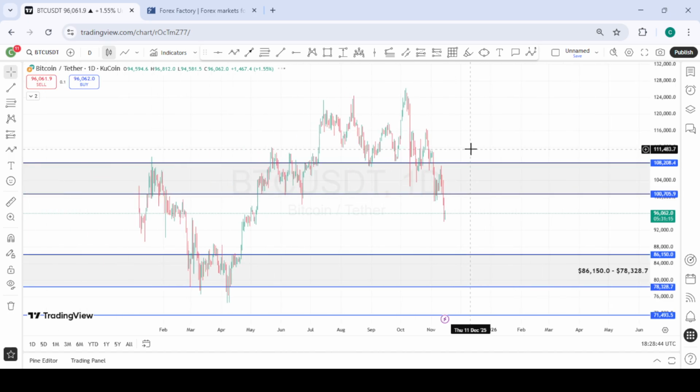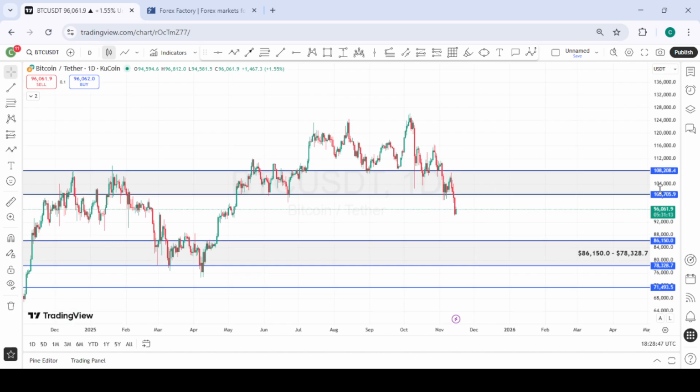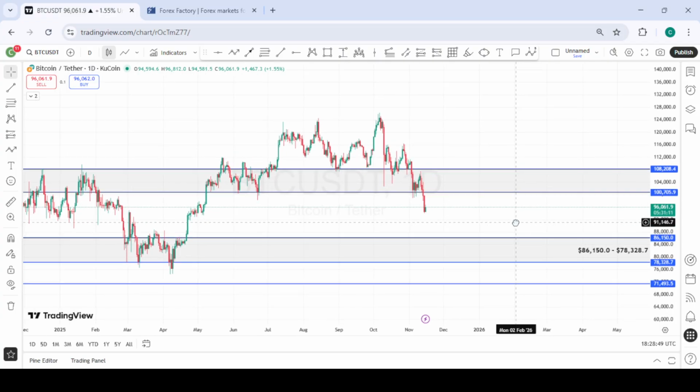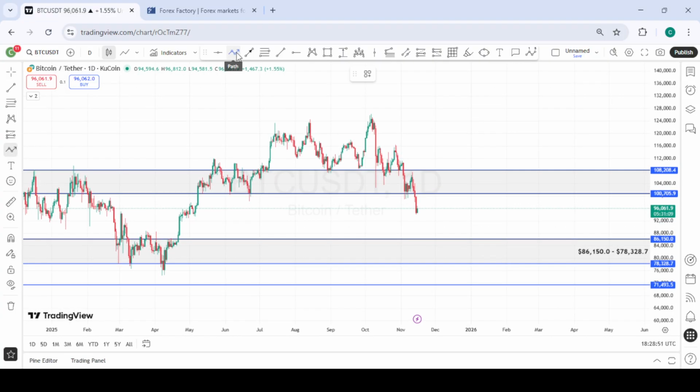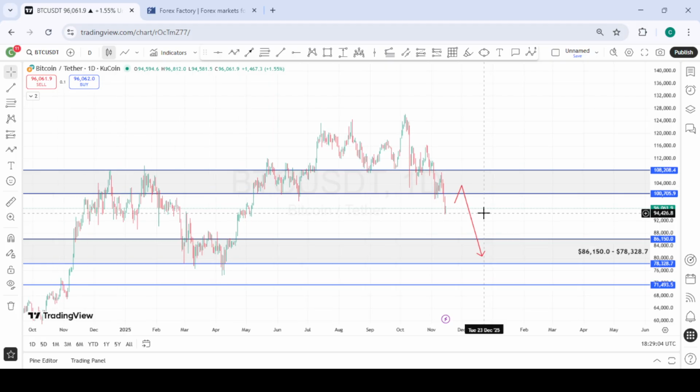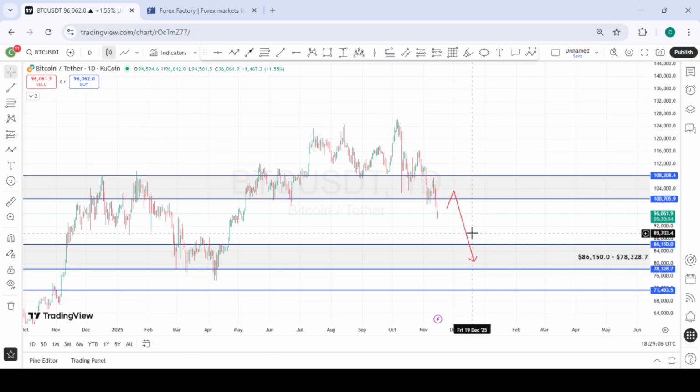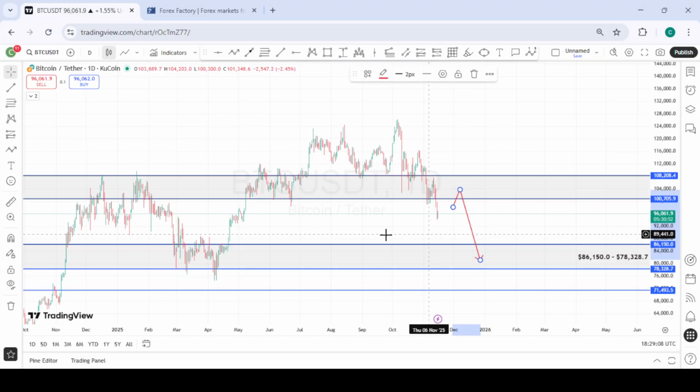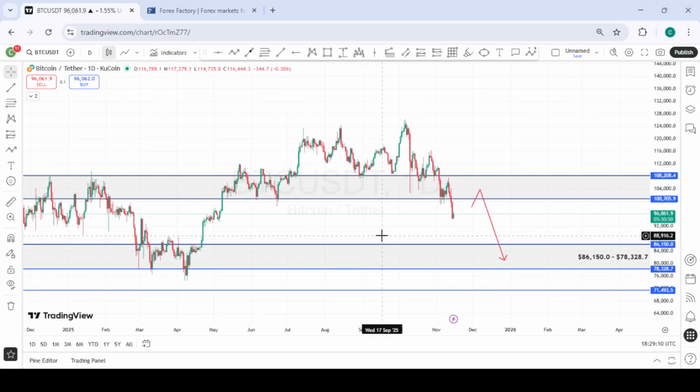So this is the setup we have for BTC. Looking at what we have on the entire crypto market cap for the coming week or going forward, you should be looking for a possible pullback into this zone and sell continuation into the 86,000 to 78,000 region for the coming weeks ahead. So we should be expecting more dips on BTC. If you trade BTC, you should be expecting more dips on BTC.